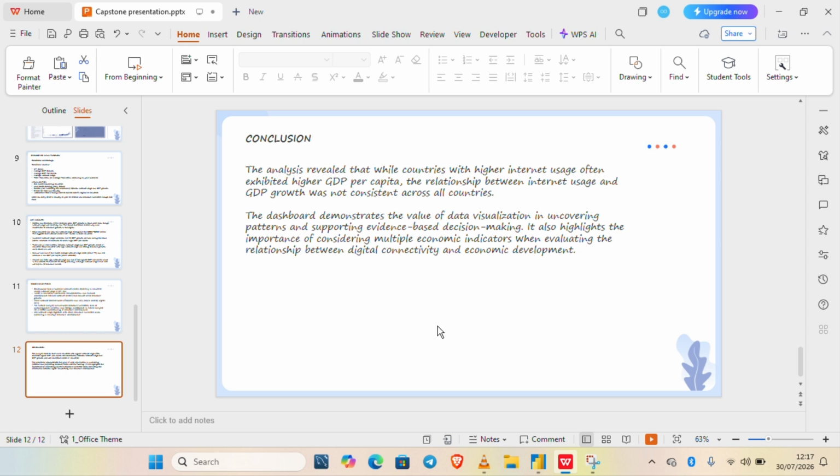In conclusion, after exploring this data set, the internet usage alone does not explain GDP growth, as economic performance is influenced by many other factors. Because from the representation in the dashboard, a lot of countries with high internet usage were also doing well economically. A lot of countries with low internet usage were also doing well economically. Right? There were countries with poor internet usage and still were not doing well.